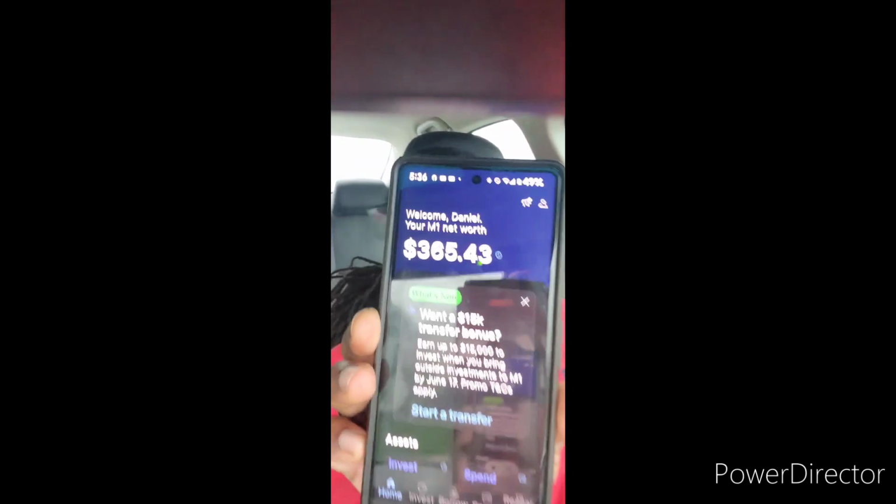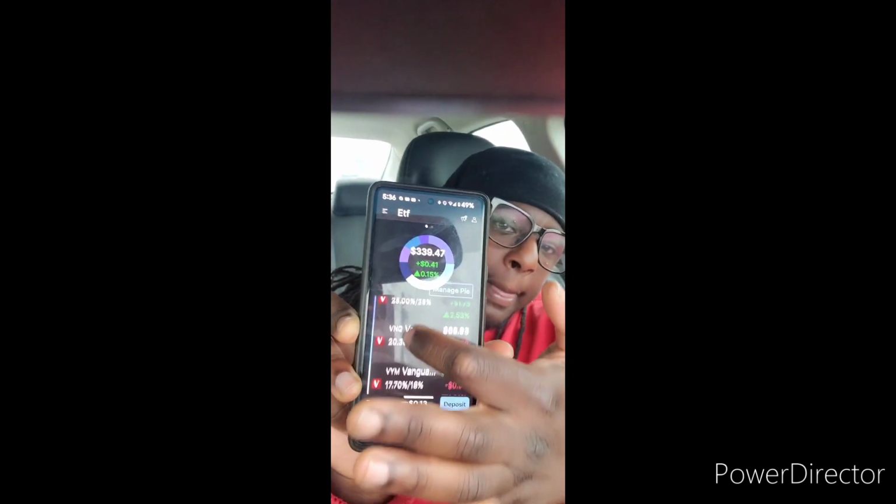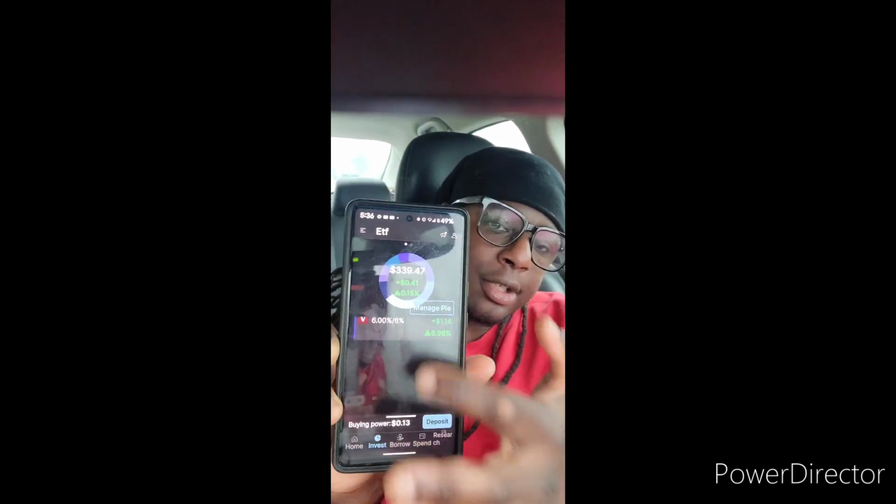So just to show you, this is my M1finance account. This is the basic. I've got $340 invested. I've got money I've got to put in. Let me read off the investments that I have. It's not a big account at all, but it's an ETF account, exchange traded fund account. I spoke about that before.